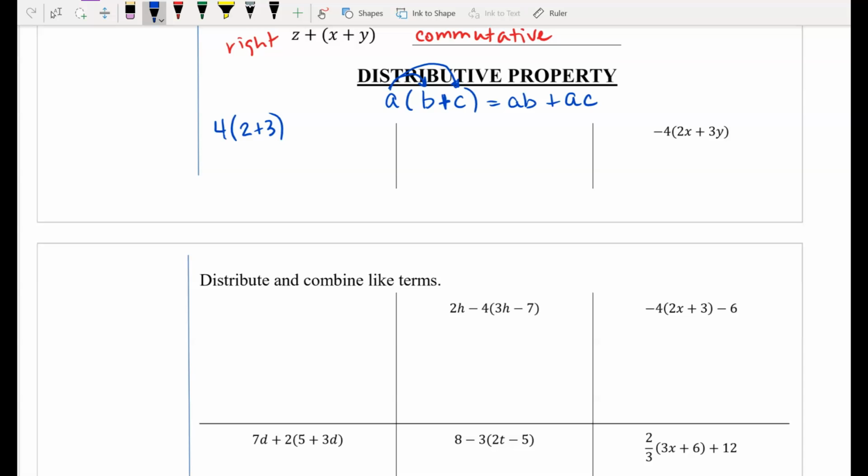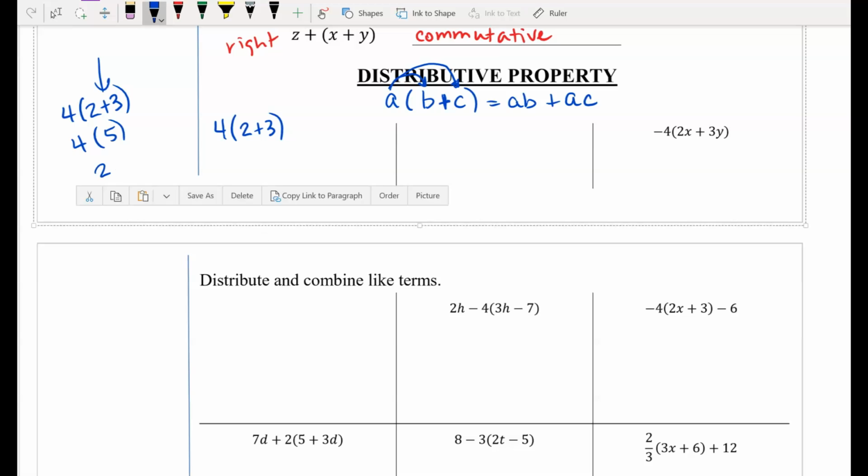Now if I had just numbers, 4 times (2 plus 3), and I'll just write this over here. Usually what I would do is follow the order of operations and do what's inside the parentheses first. If I do that, 2 plus 3 is 5, and then I would multiply 4 times 5 and I would get 20. So I know this is equal to 20.